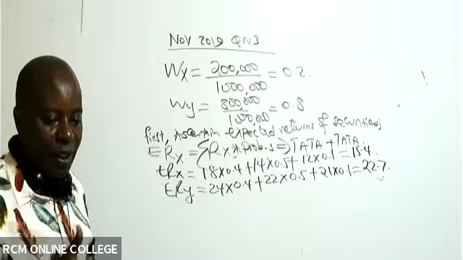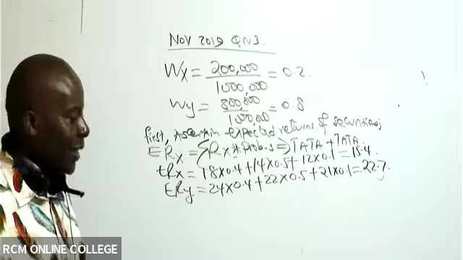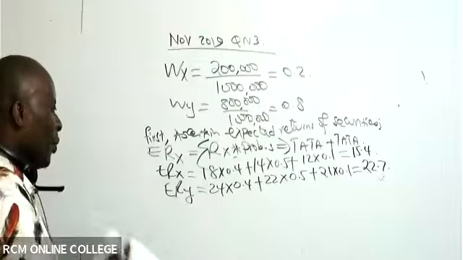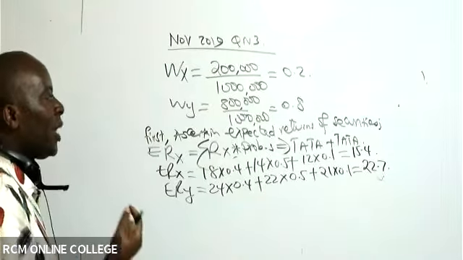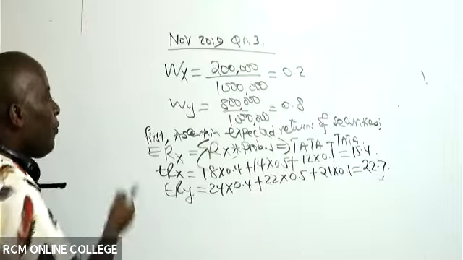What have you done to get this? Have you been able to follow abracadabra? Yes. So then that is number one. And you see this number one, they never wanted us to just get expected returns of securities. This is the first step.